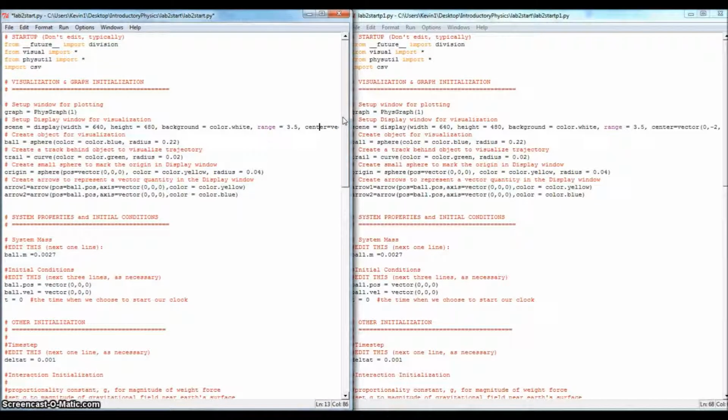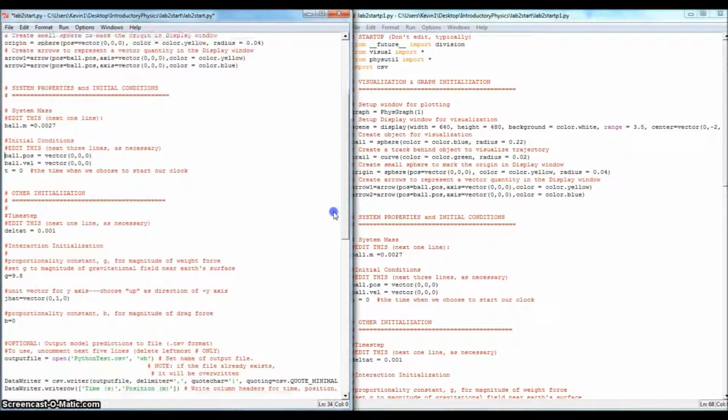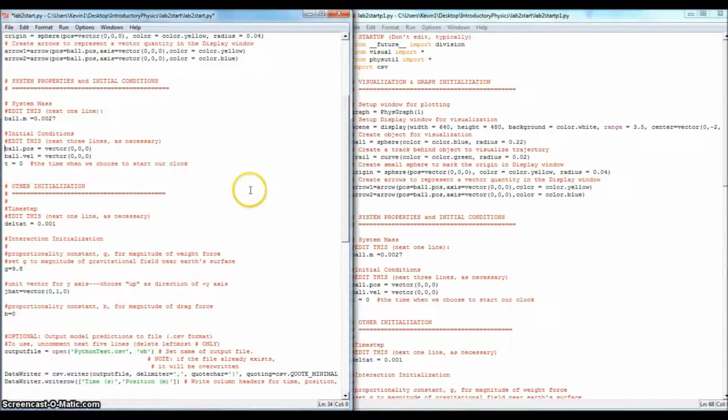So here is the code of the two computational models. The one on the left shows only gravity, and the one on the right shows gravity and turbulent drag. In both, the ball's mass is 0.0027 kilograms, with the ball's position, the initial velocity, and the starting time all at 0. As we move down, we see that since the video is less than a second long, 0.001 seconds seems to be appropriate for delta t.